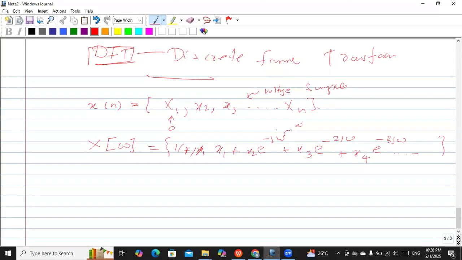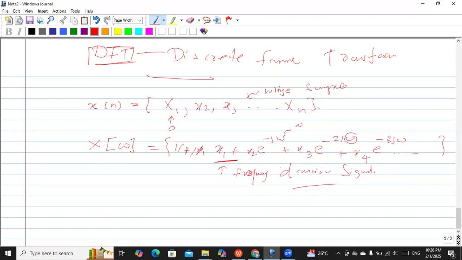Okay. So if you get X(omega), you will get this kind of sequence, this kind of addition. So this independent variable is omega. And if you consider this signal, this is the frequency domain signal.